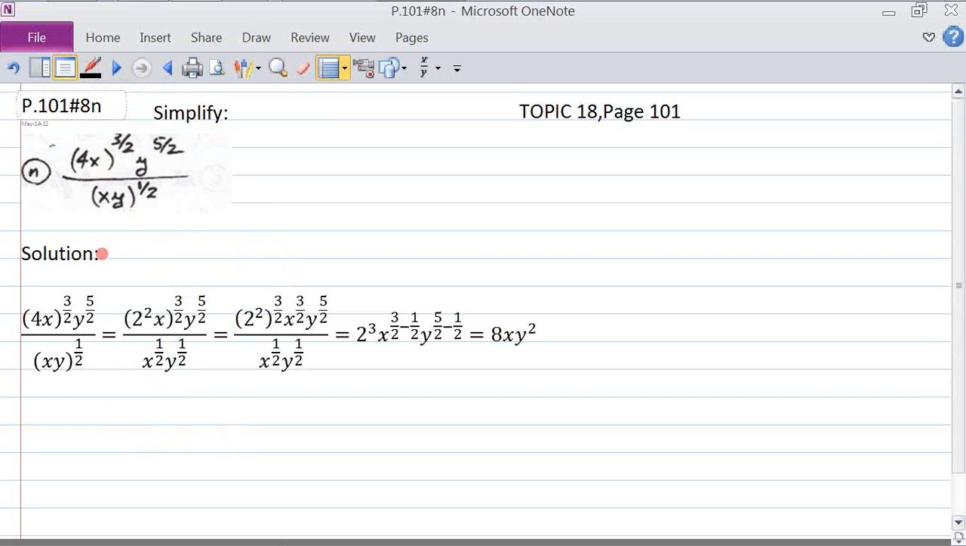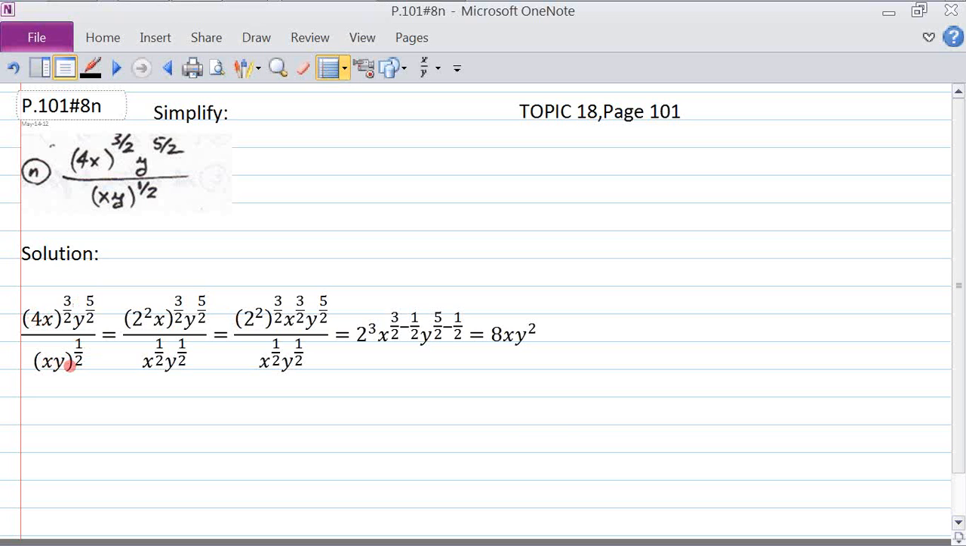Okay, here we have 4x to the 3 halves, y to the 5 halves, over xy to the 1 half. So the first thing I'm going to do is rewrite the problem here.